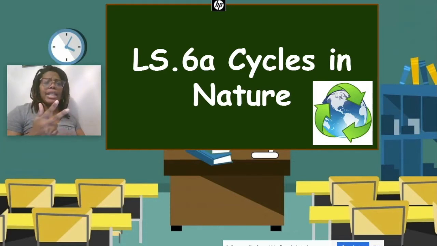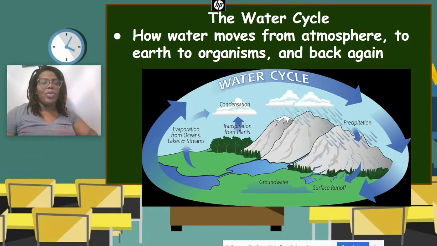Those are three elements that technically, what we have on the earth today is the same water that was here millions of years ago, the same carbon and the same nitrogen. How does it work? Let's talk about it. We'll start with the water cycle.